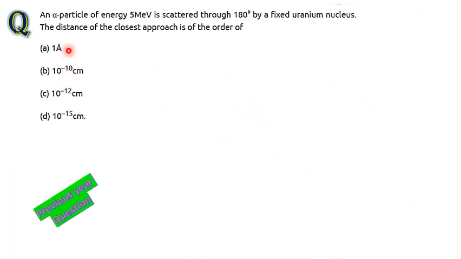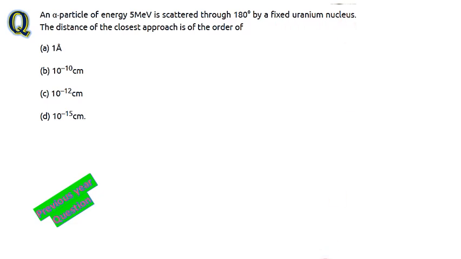Okay, the next problem here is an alpha particle of energy, the kinetic energy they have given, that is 5 million electron volt, is scattered through 180 degree by a fixed uranium nucleus.